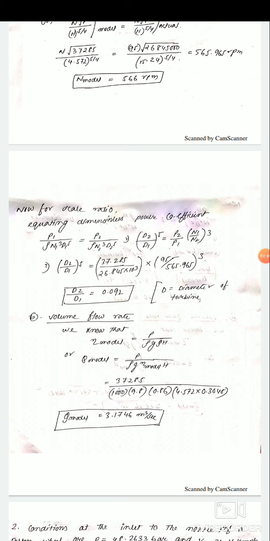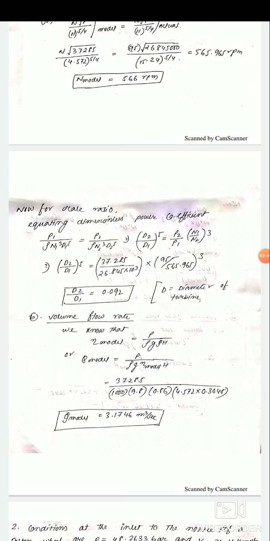dimensionless power coefficient. So by equating both the power coefficients and putting the values here, the ratio of actual to model is coming out 0.092, and this is the diameter of the turbine, by putting the values in this dimensionless power coefficient equation.